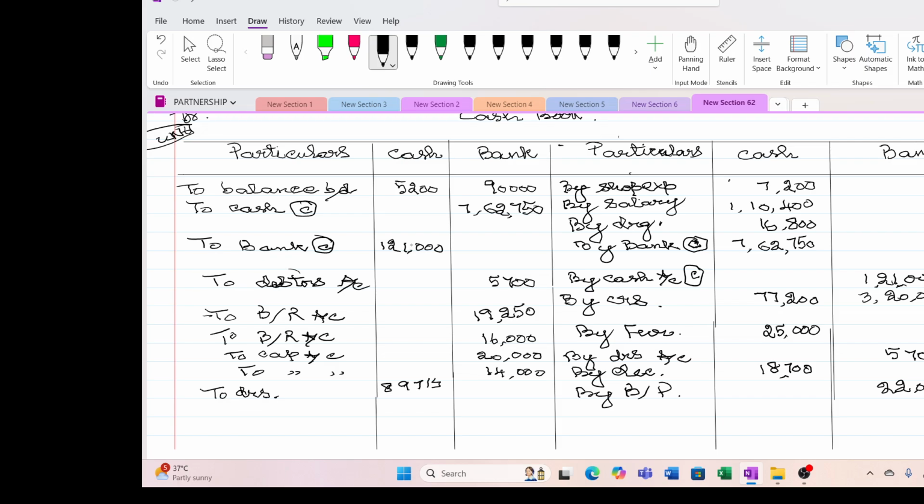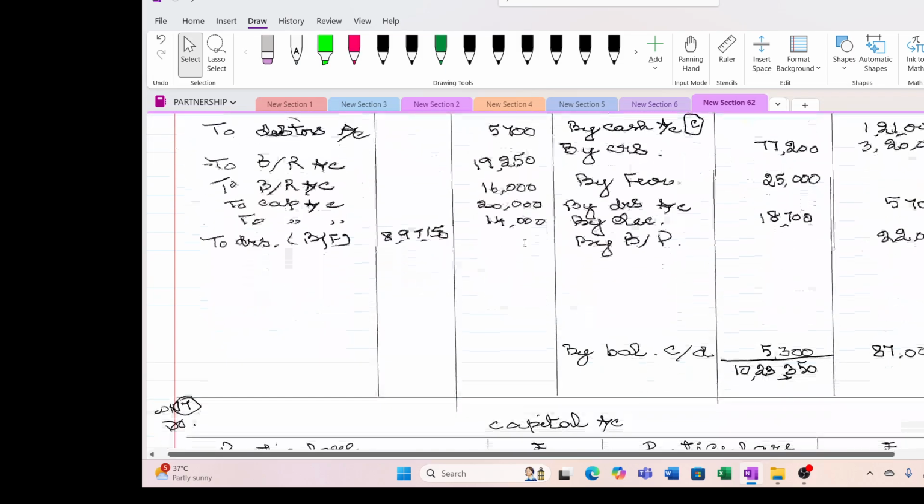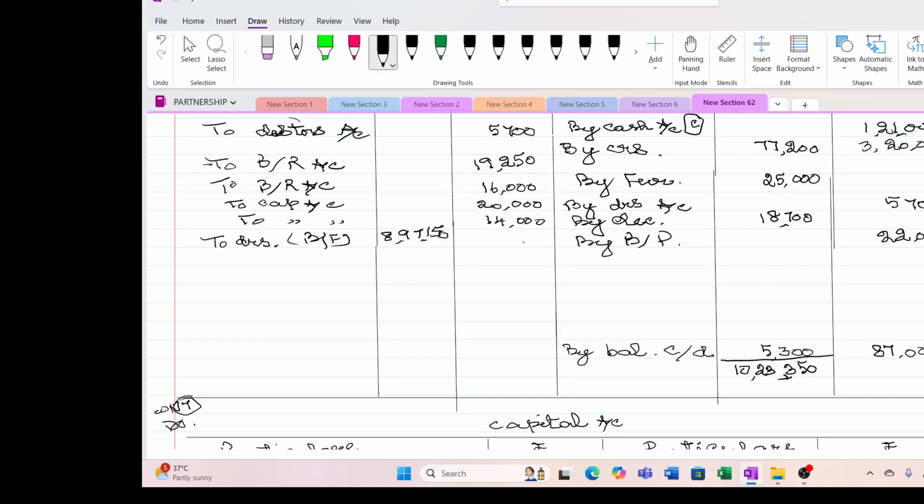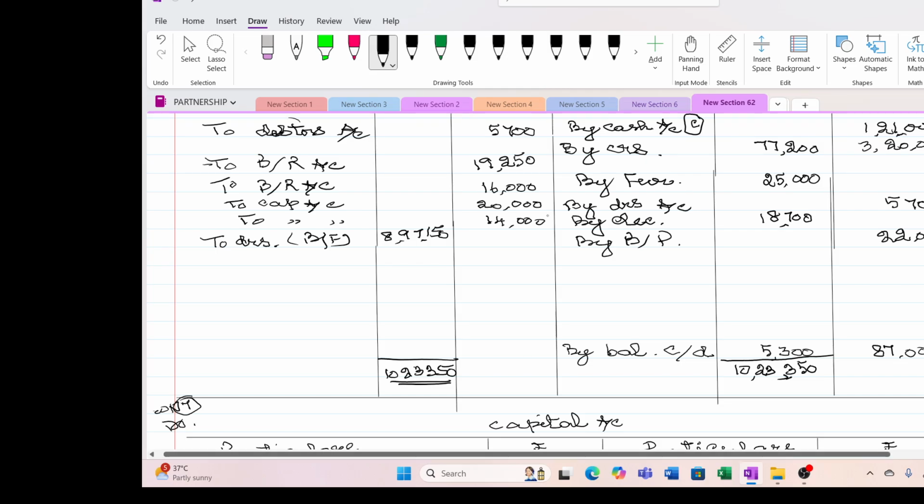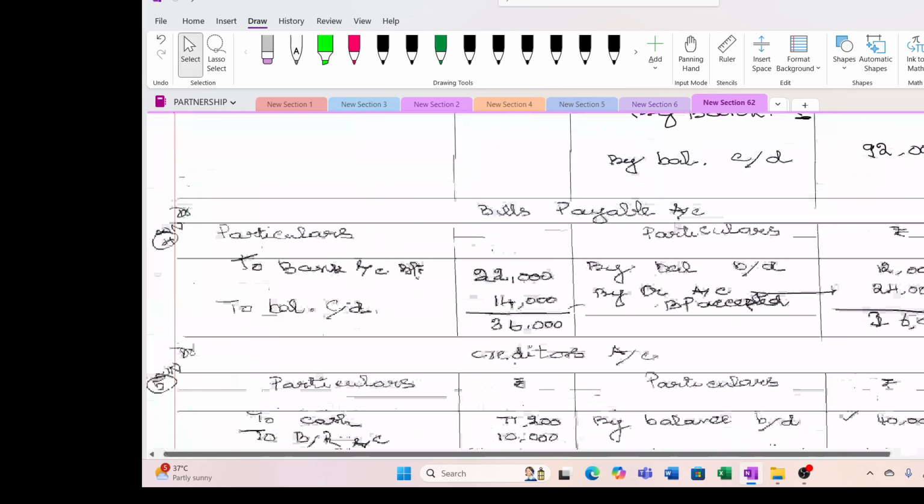8,97,150. This is the balancing figure. This should go to the debtor account. This is the amount received from debtors. So that I closed the cash account. 23,350. So now let me take this to the debtor account.